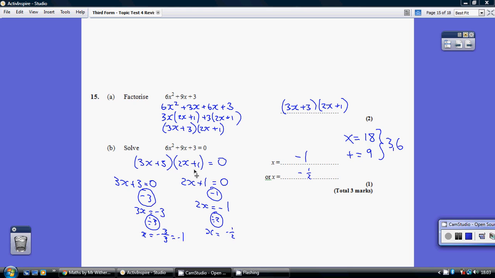Similarly, moving on to our second bracket, what value of x makes this bracket 0? Well, that is minus a half. Okay, so remember, 0 times whatever is 0, or whatever times 0 is 0. So our solution is just this.